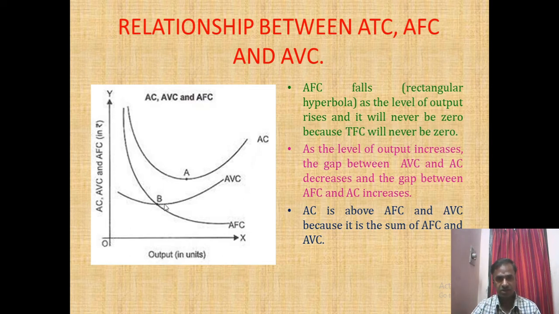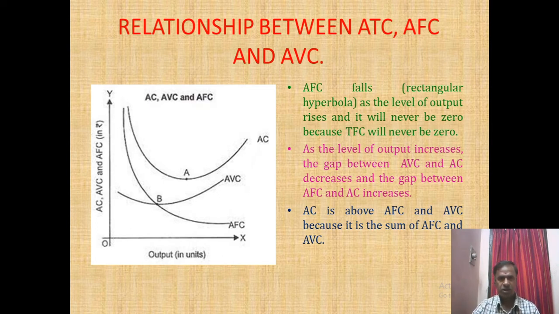The reason is that the AC includes AFC also. AFC is continuously falling. That's why when AVC attained its minimum point B, still AC is falling and it reaches minimum point later than the AVC. Right? Then AC is above AVC or AFC because AC is the sum of AVC and AFC.